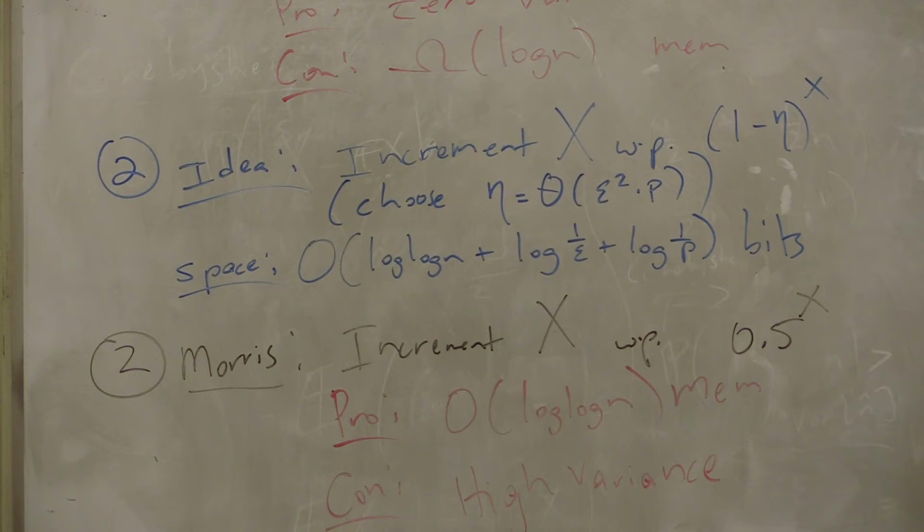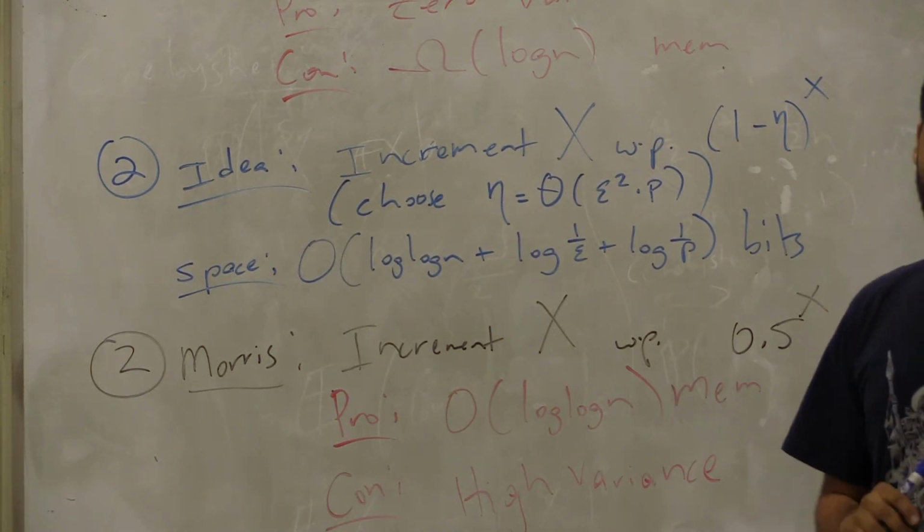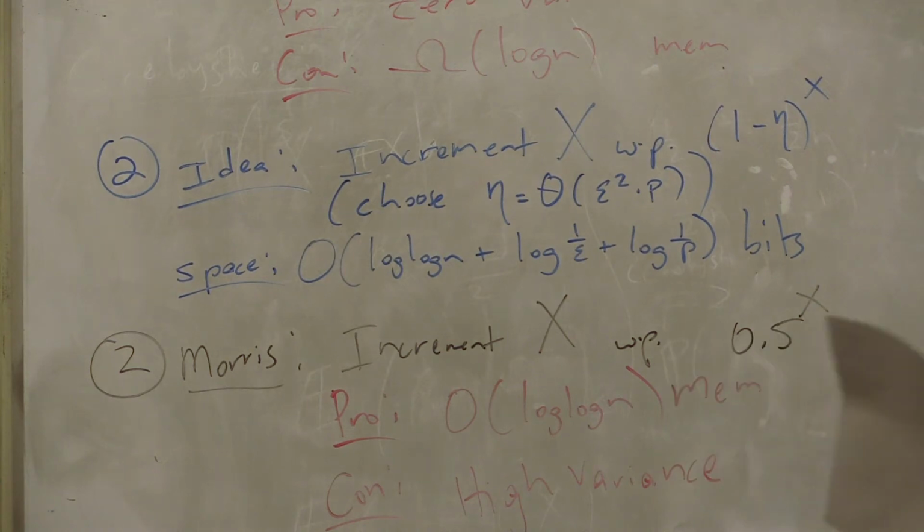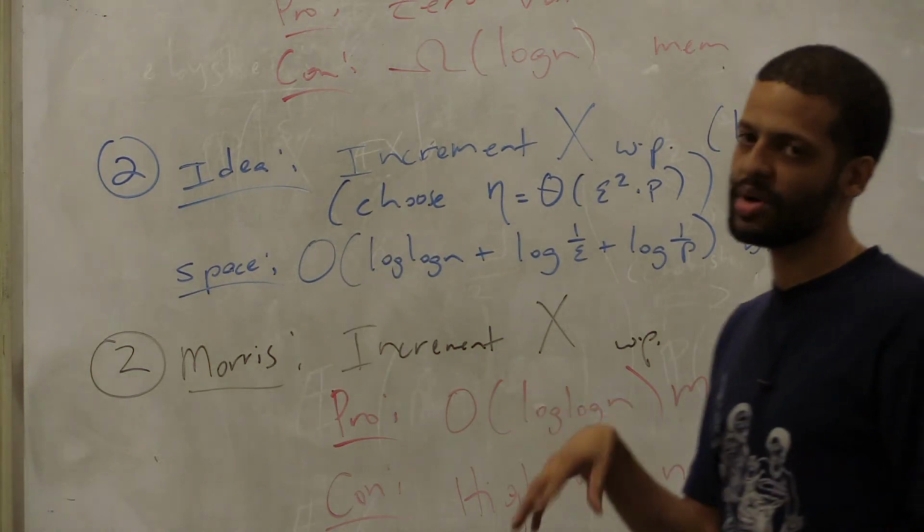And of course, here to estimate n, you just output x. Here to estimate n, you output 2 to the x minus 1. Here, it's going to be something different that depends on eta. You have to do a calculation basically to figure out what exactly it should be, but you can make that work out. I'm not going to do that on the board today. Okay. So that's all I wanted to say about Morris's algorithm.